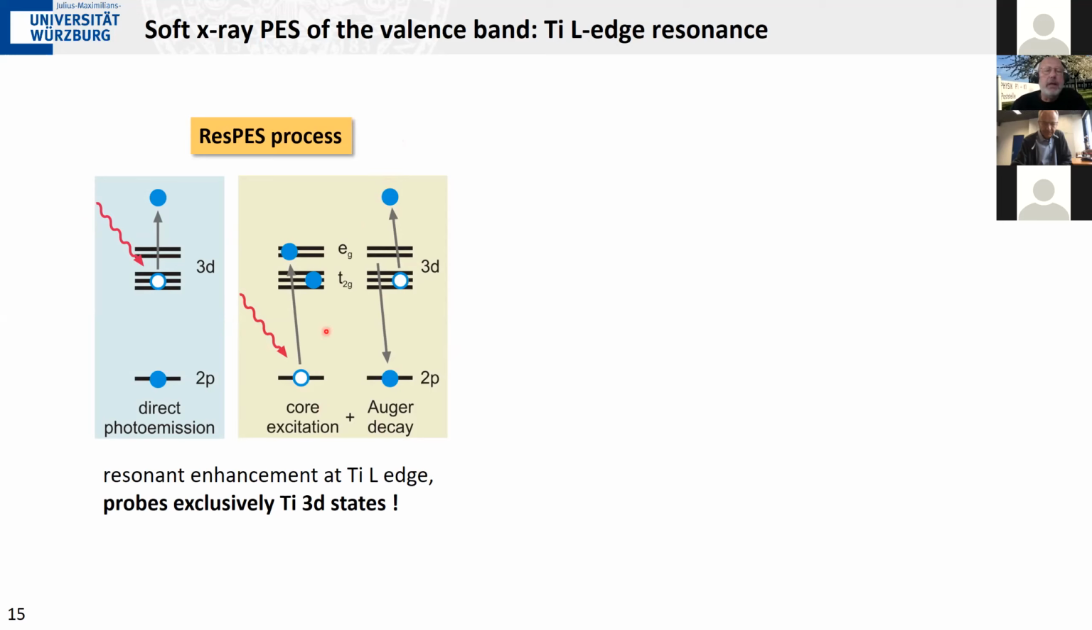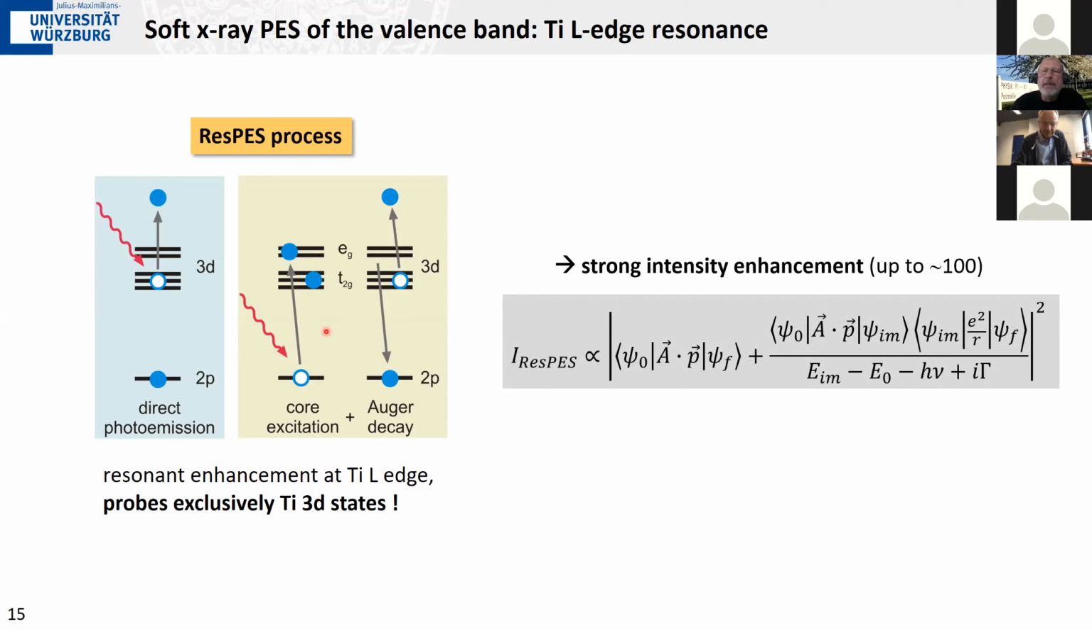you have two quantum mechanical processes which interfere with each other, like in a double slit experiment where the electron going through two slits interferes with itself. And you can describe this by this expression here that you can derive from Fermi's golden rule, again by time-dependent perturbation theory. And you have now, besides this normal dipole transition, the second term that describes the absorption into this intermediate state and the subsequent decay through an Auger process.